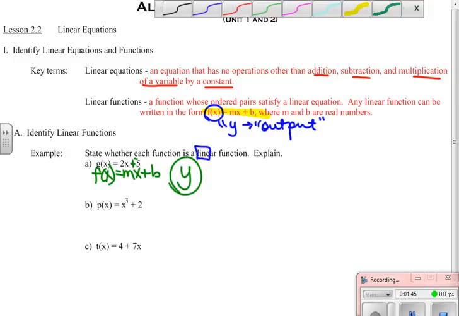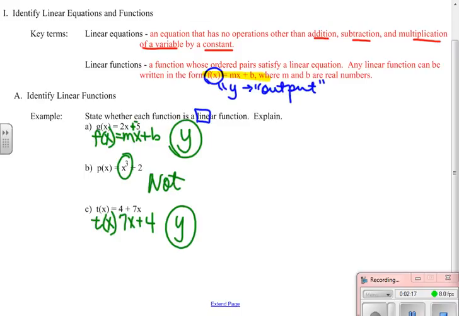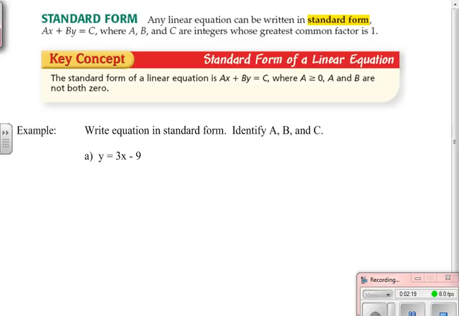In b, p of x equals x cubed plus 2. I can't have powers. So this is not a linear function. Anything with powers is not going to form a line. At first glance, t of x here looks like it might be backwards. But remember, I can write 7x plus 4, and I haven't changed my problem. And so, yes, this is a linear function. I just changed the order of the addition, which doesn't change the problem.